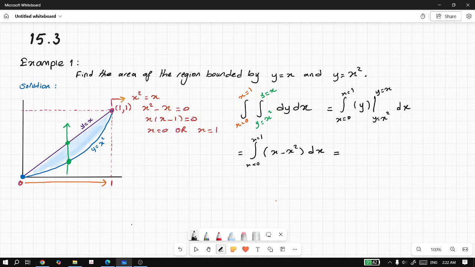which is a very simple integration, giving me x squared over 2 minus x to the power of 3 over 3, and the integration runs from 0 to 1 and gives me the result 1 over 6. Okay, so this is the application of double integration for finding the area between two curves.